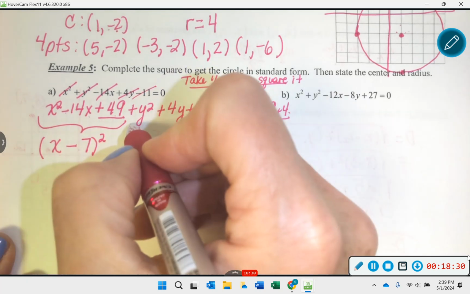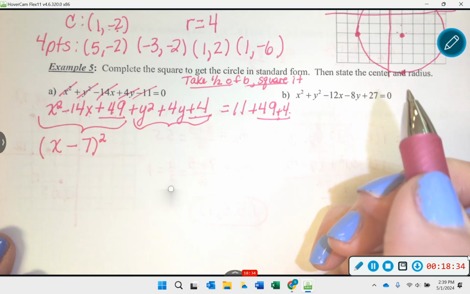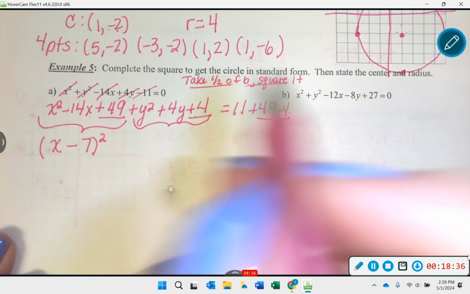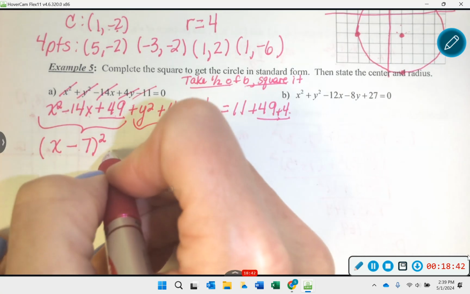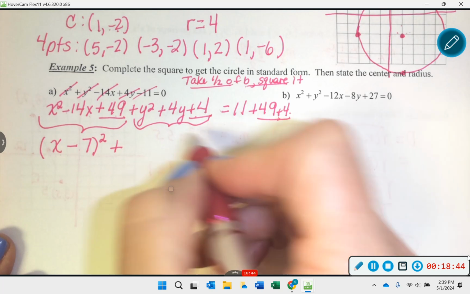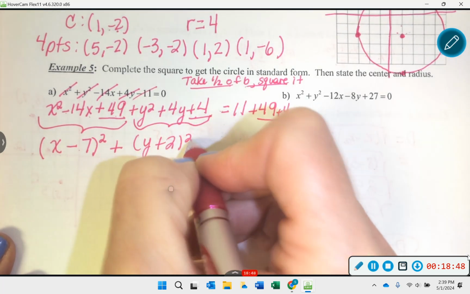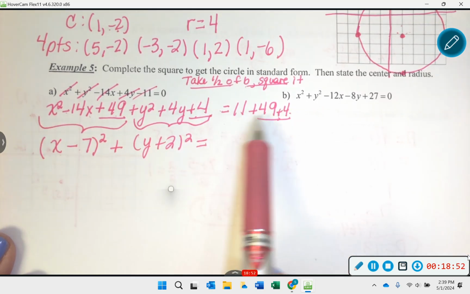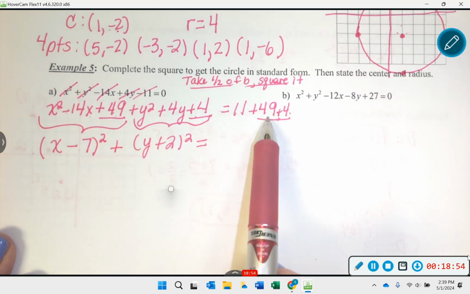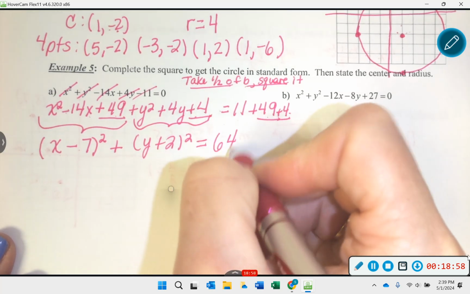All right. What about this, right here? Do we know what that's going to factor down into? Alex, what do you think? Right, y plus 2 quantity squared is that. Okay, now I'm going to add all of these over here. So 11 and 49 is 60 plus 4 is 64.